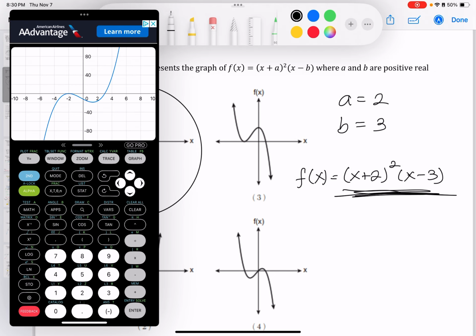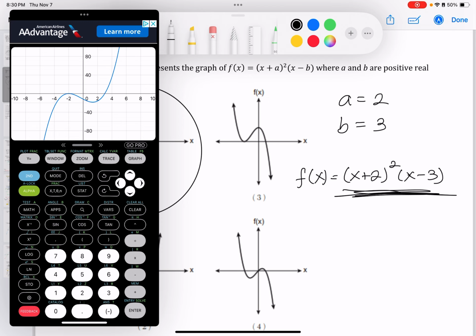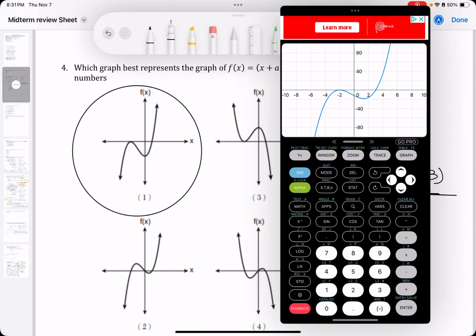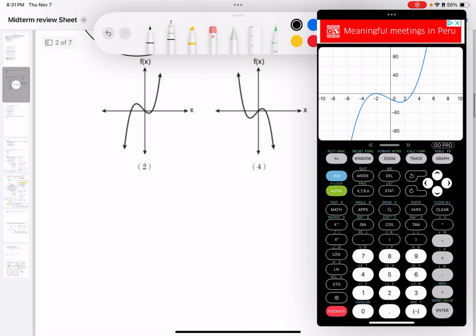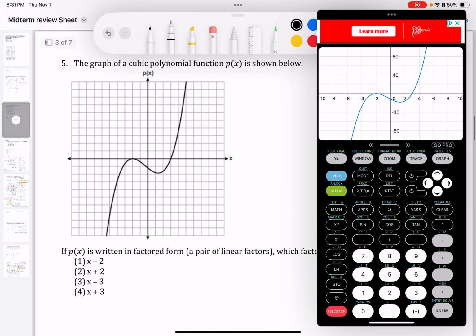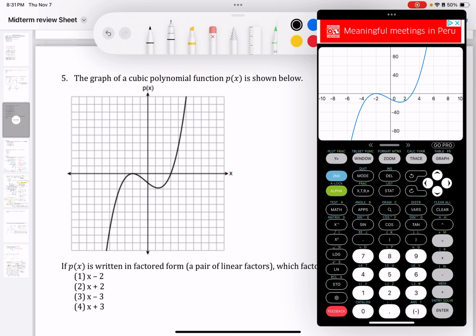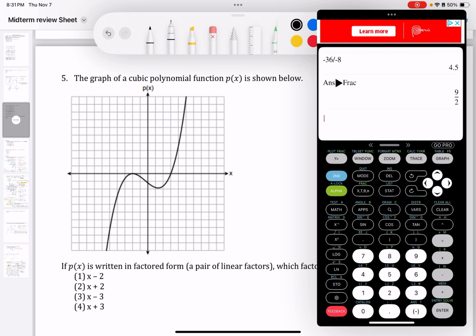So in this case, just choose your values of a, choose your values of b, plug it in, and see which graph best resembles the one under examination. And like I said, in this case, graph number 1 for 4. So let's clear this because we're done with that.